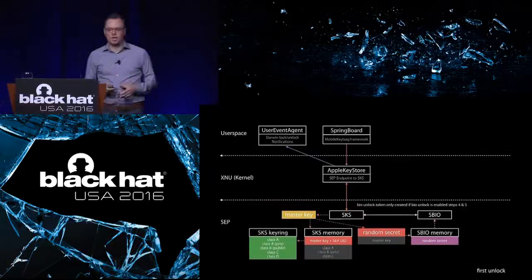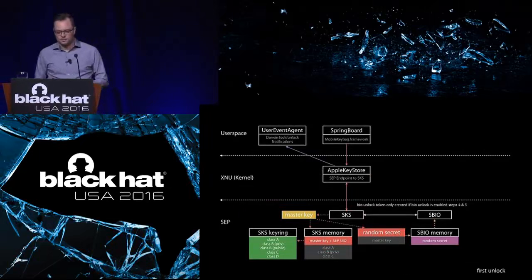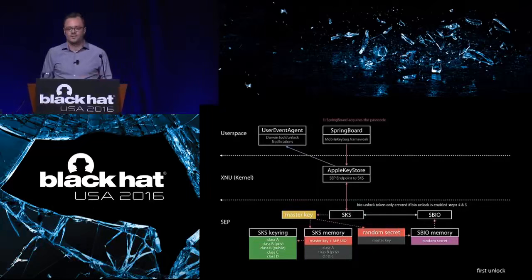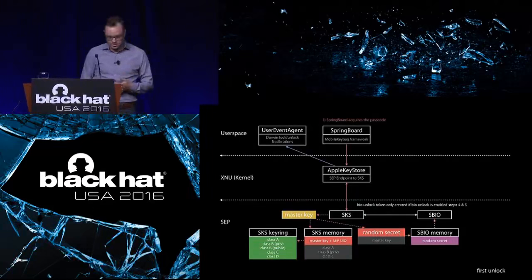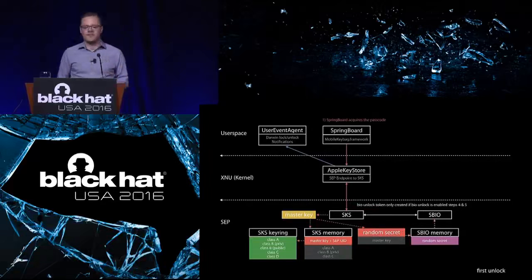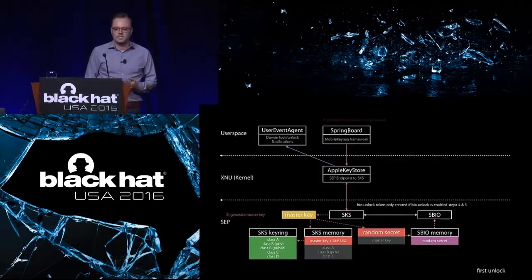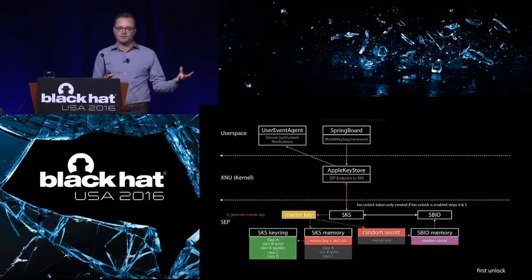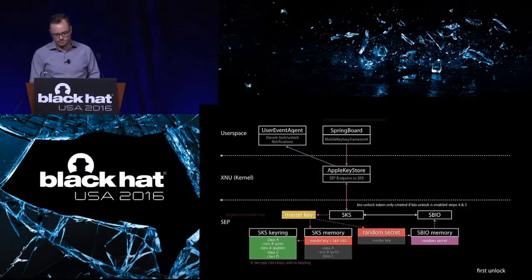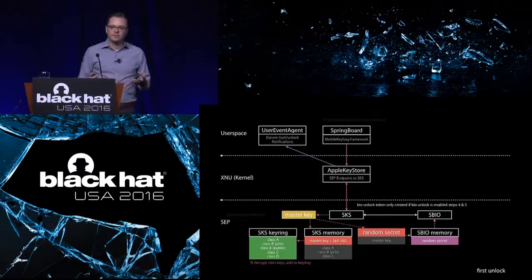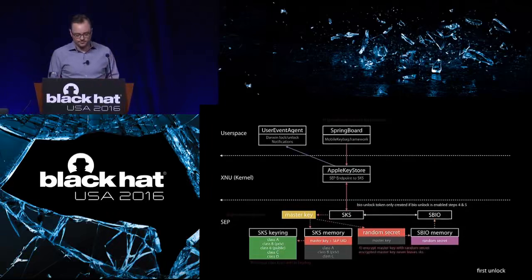Now let's talk about first unlock. First, Springboard, which is the user-facing user interface on the device, will acquire the passcode from the user. And it'll send it to the SEP, which will generate the master key using a combination of the passcode it just received and the UID hardware key. Now that we have the master key, we can take the user keybag and decrypt all of the class keys and add them to the keyring.